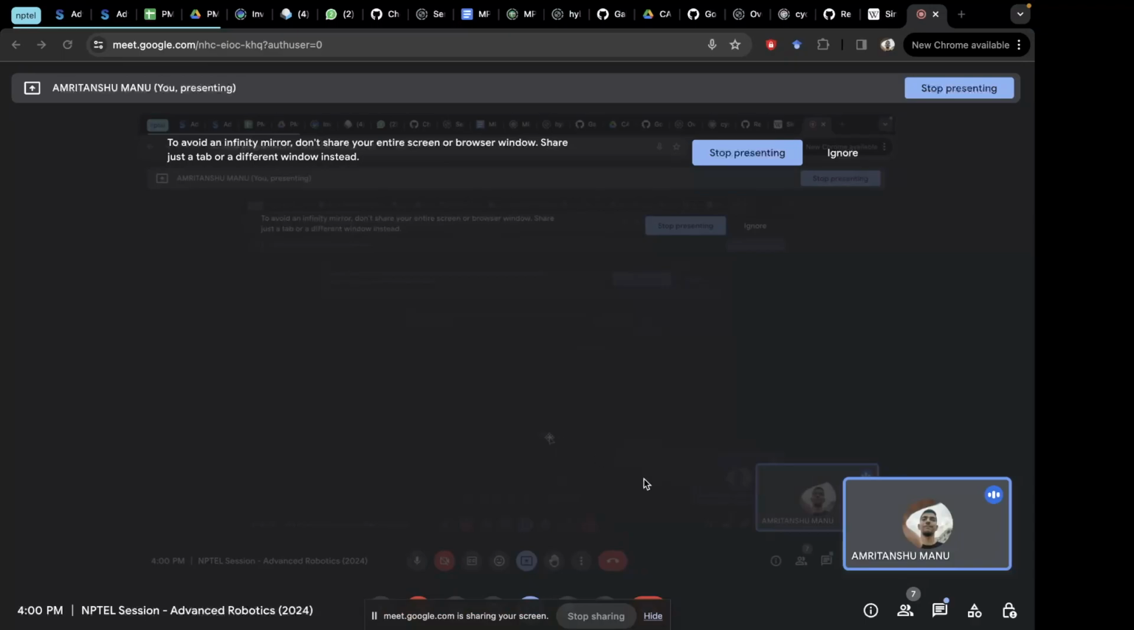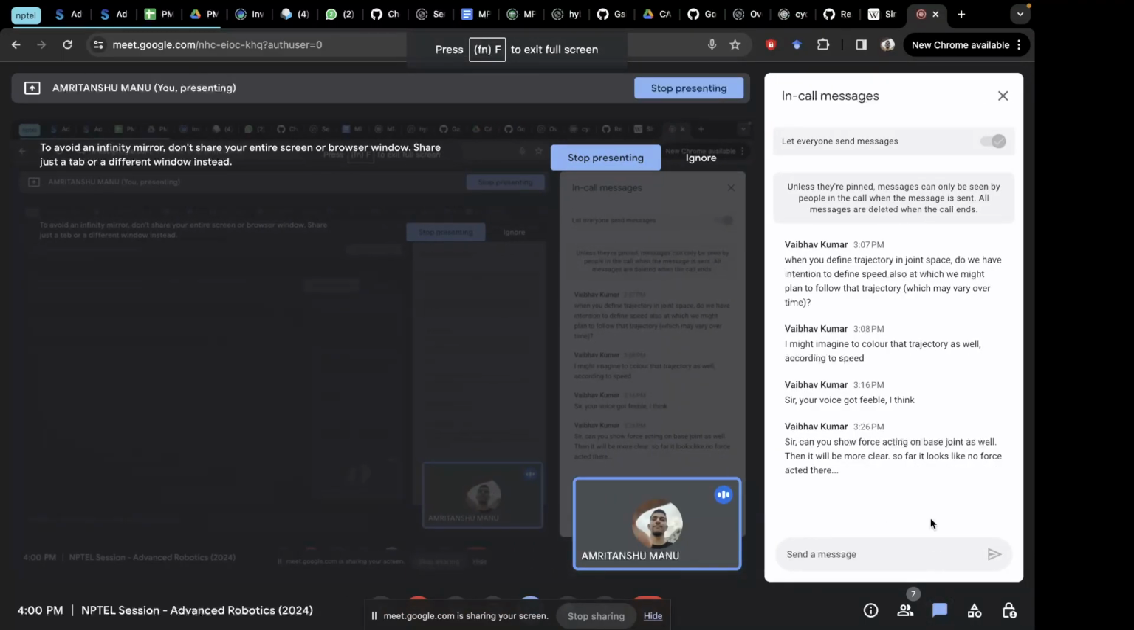Any doubts, queries? There's something in the chat. Can you show force acting on the base joint as well? That we clear. So far it looks like no force. Yeah, well, I showed you the joint torque at joint 1, right? For the 2-link manipulator case. So that's the base joint here. And we saw the joint torque that is there.